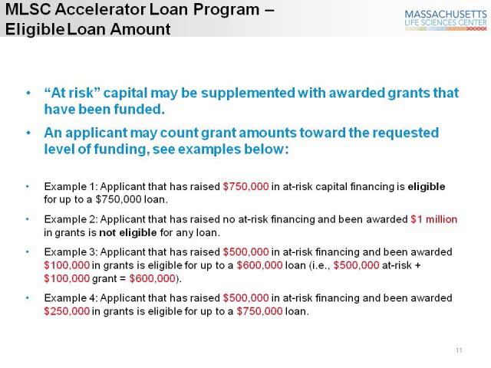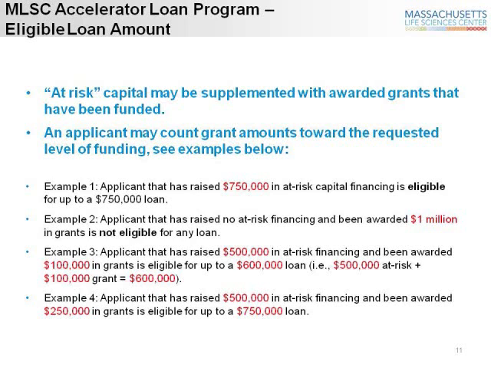Your eligible loan amount is determined as a mathematical calculation. It includes the $500,000 or more that you have in at-risk financing, and then whatever grants you have can be added to that to determine your total eligible amount. As a few examples, if you've raised $750,000 in at-risk financing or more, then you are eligible for the full $750,000 loan amount. You don't have to ask for the full $750,000, but you would be eligible.